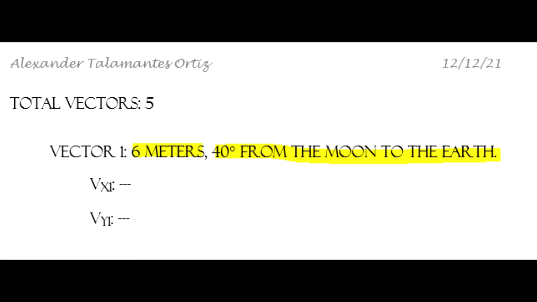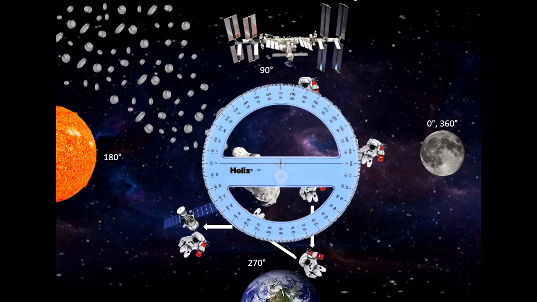Now that we know the theory, we can understand Alexander's procedure. Vector 1 is composed of, as Alexander's notes state, a magnitude of 6 meters and a direction of 40 degrees from the moon to the earth. Alexander's first step is to get the real angle. To do this, it is simply just to imagine a floor protractor on a Cartesian plane. In this case, the moon will be 0 degrees and 360 degrees, the space station will be 90 degrees, the sun will be 180 degrees, and the earth will be 270 degrees.